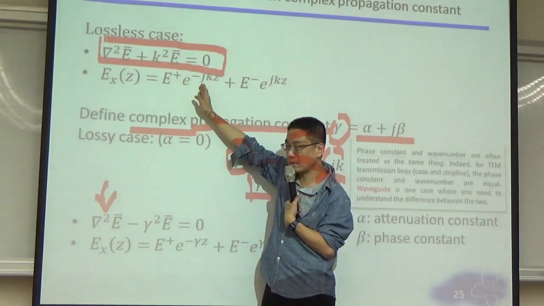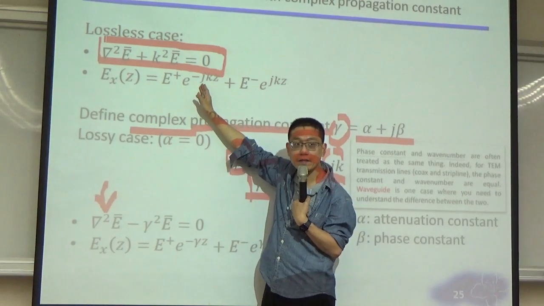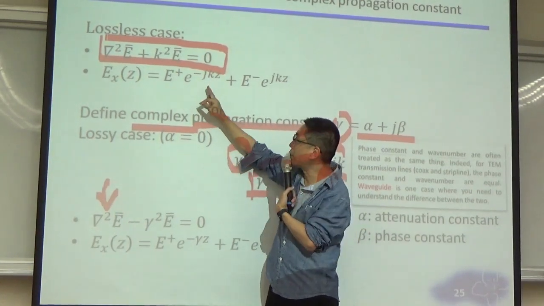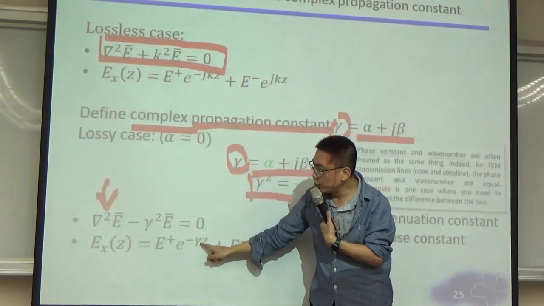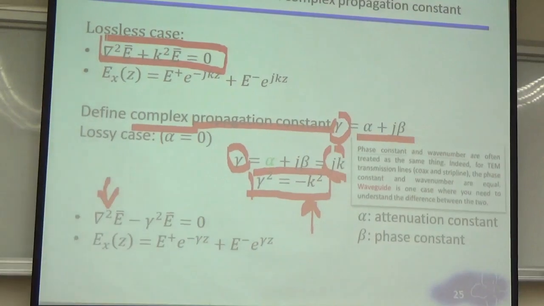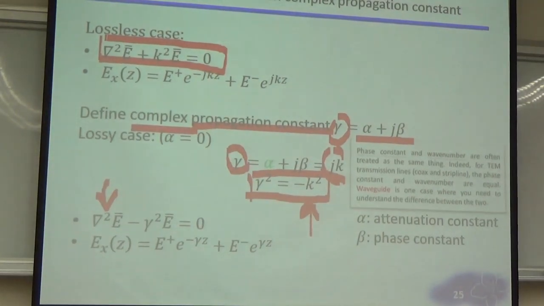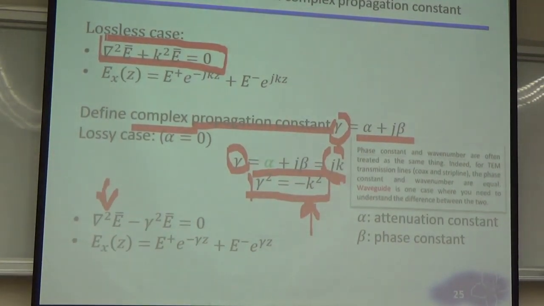But if there is some number for alpha, you should write down something here. Then you put gamma equals alpha plus j, maybe k or beta. Where are j and beta? They are the same at this point, at the beginning. Beta equals k.